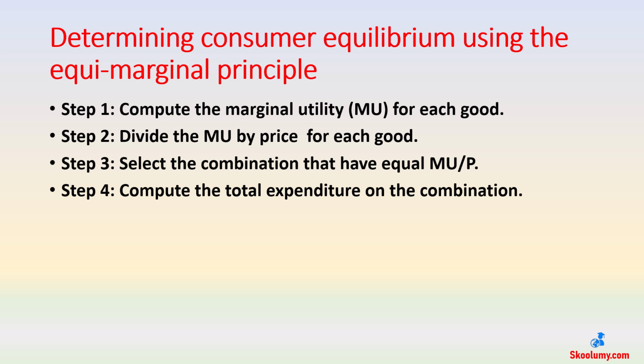The steps involved in determining consumer equilibrium using the equimarginal principle are: 1. Compute the marginal utility, MU, for each good. 2. Divide the MU by price for each good. 3. Select the combination that has equal marginal utility per price. 4. Compute the total expenditure on the combination.